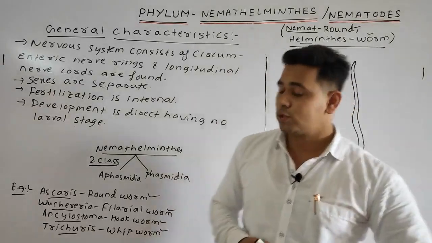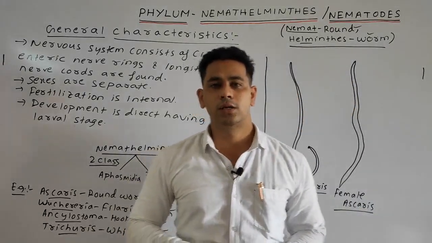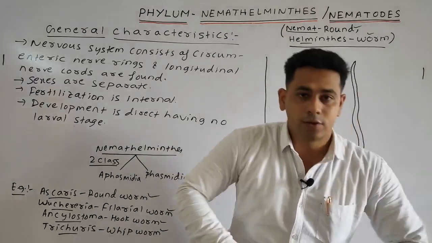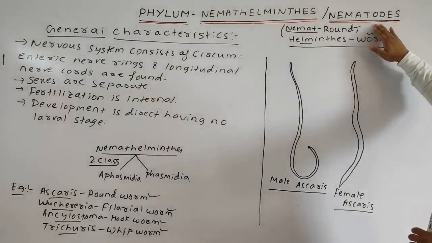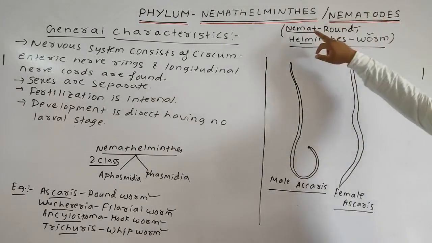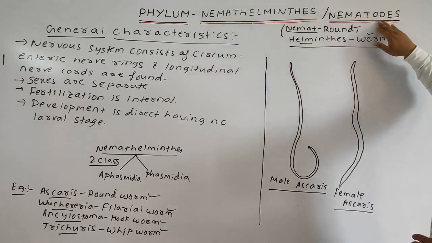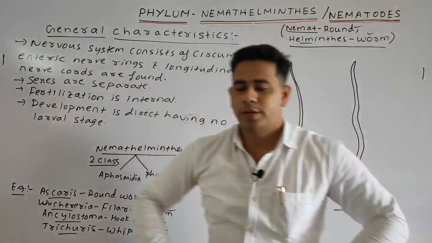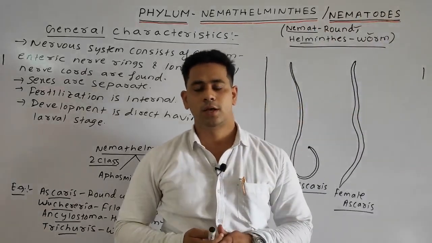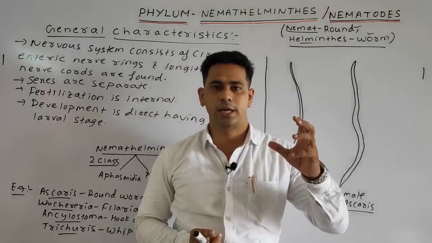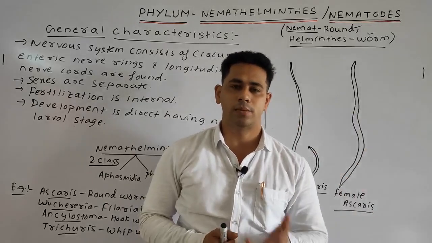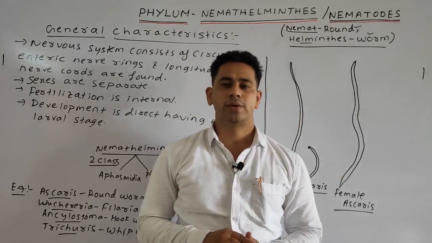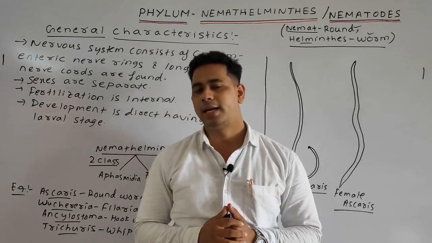Okay, so students, today we discussed the general characteristics of the phylum Nemathelminthes, which is also known as nematodes. In this we discussed many general points: the animals are generally found in aquatic or terrestrial habitats, some are parasites, some are free living. The structure is cylindrical, having bilateral symmetry.